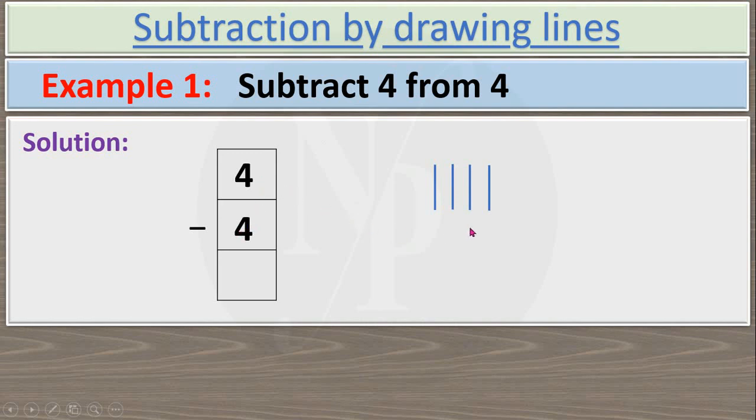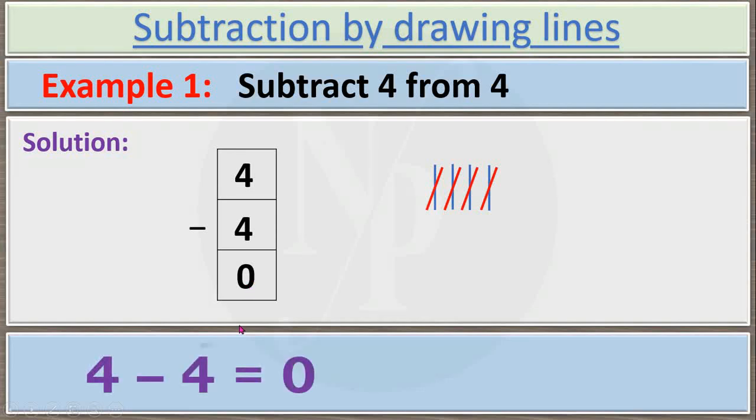So what do we do now? We will cross out 4 standing lines. 1, 2, 3, 4. After crossing out or striking out 4 lines, how many lines are left over here? No lines are left over here. ಇಲ್ಲಿ ಯಾವುದೇ ಲೈನು ಕ್ರಾಸ್ ಆಗದೆ ಉಳಿದಿಲ್ಲ. ಹಾಗಾಗಿ ಏನೂ ಉಳಿದಿಲ್ಲ ಅಂತಂದರೆ ಅದನ್ನು ನಾವು 0ದಿಂದ ಇಂಡಿಕೇಟ್ ಮಾಡ್ತೀವಿ ಮಕ್ಕಳೇ. 0. ದಟ್ ಮೀನ್ಸ್ 4 minus 4 is equal to 0. We will write it as 4 minus 4 is equal to 0.